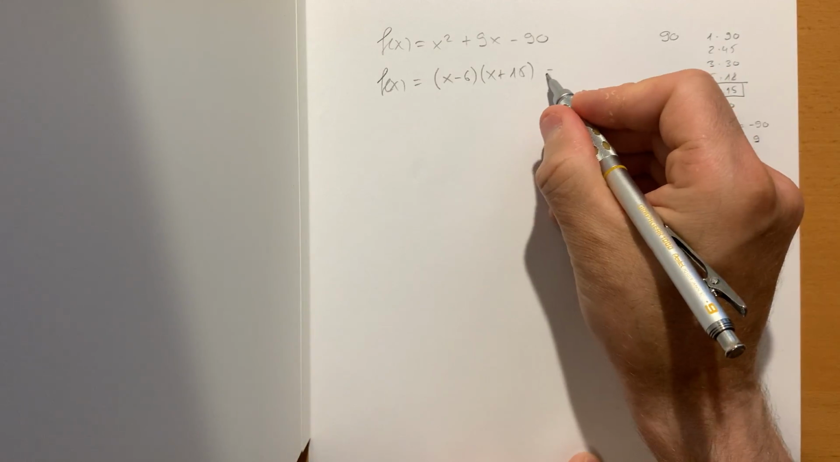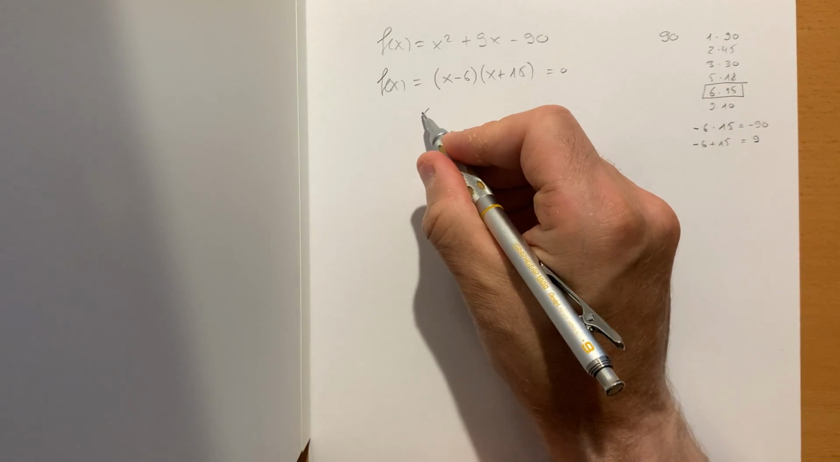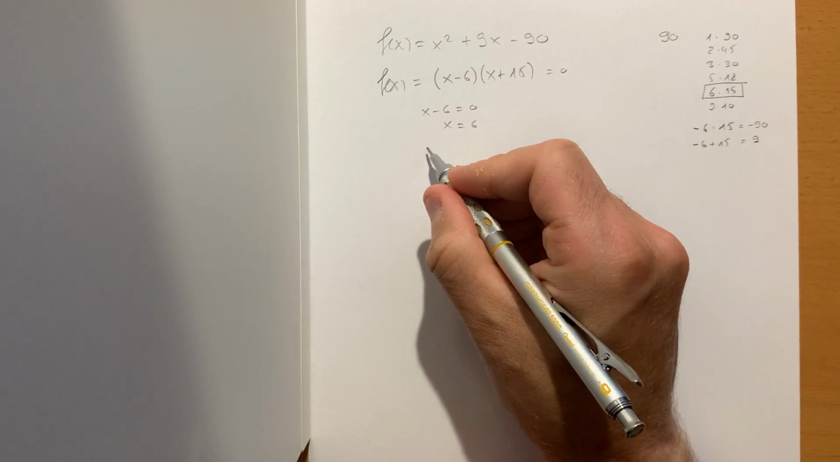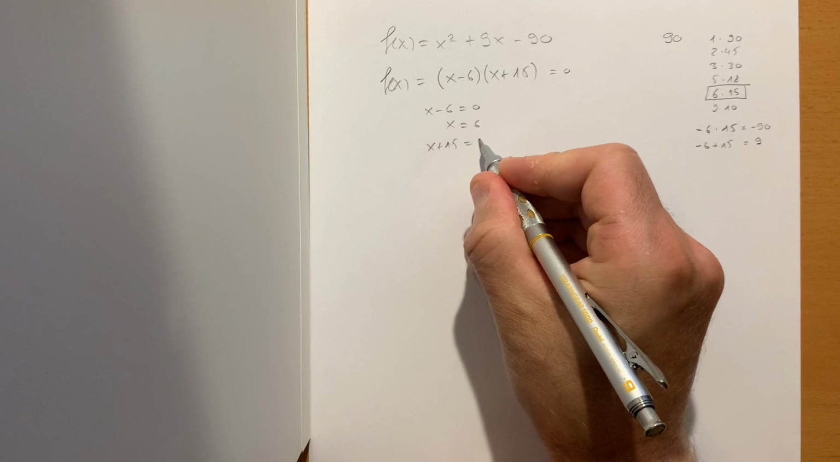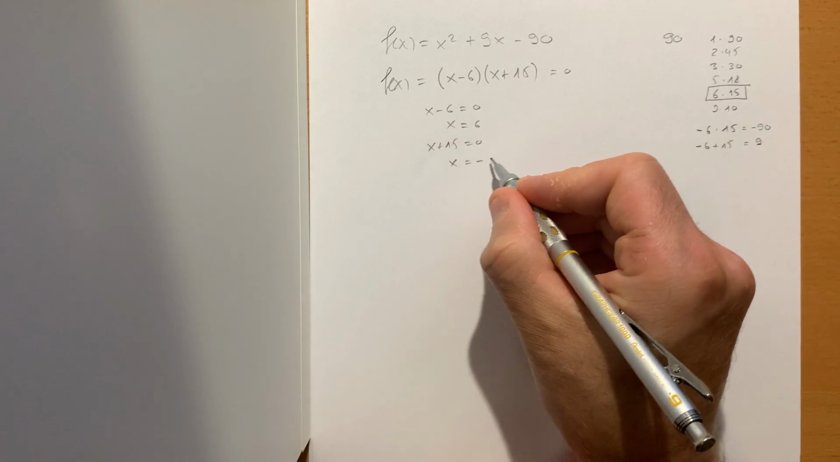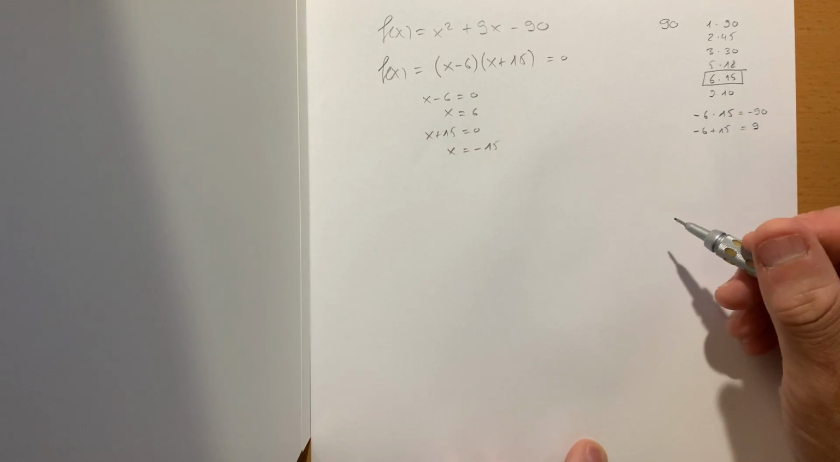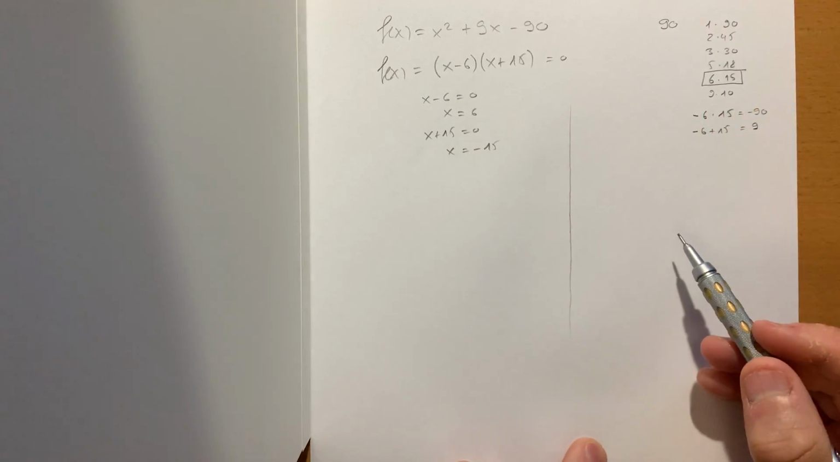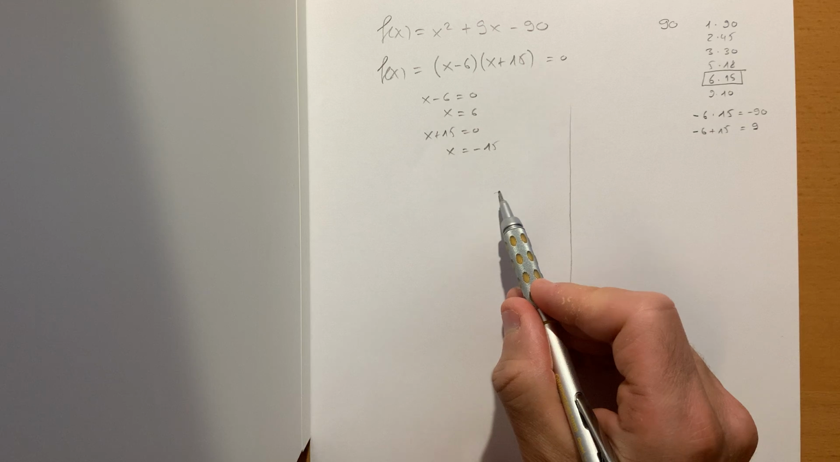So let's set this equal to 0. Then x minus 6 is equal to 0, so x is 6. x plus 15 is equal to 0, so x is minus 15. So these are the two zeros. If you wanted to draw the graph, you would probably get something like this.